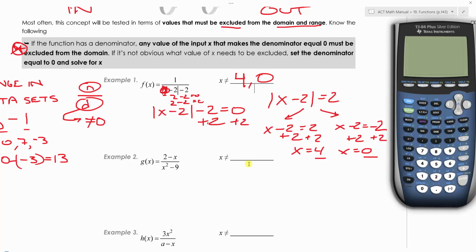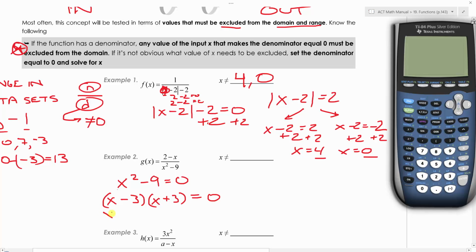Now, in example 2, same sort of thing. We are going to set this denominator equal to 0, and we are going to solve for x. There's a couple of easy ways. I'm going to do it with factoring. So remember, x squared minus 9 is a difference of squares. I have my x's, which is the square root of the first term. I have my 3's, which is the square root of the second term. And then I have 1 plus and 1 minus. So x minus 3, x plus 3 equals 0.